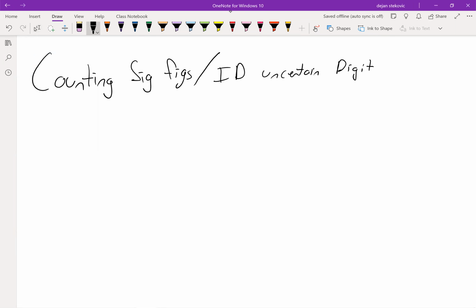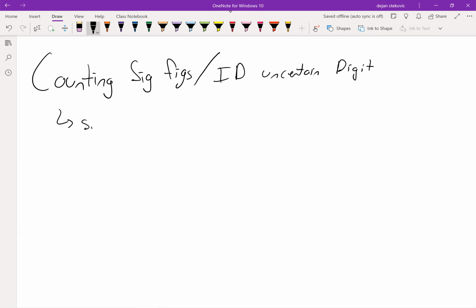All right, next up, we're going to learn how to count significant figures and identify uncertain digits in measurements. When we take measurements, we often use them in conjunction with other measurements. We multiply them, we add them, depending on what science we do. And in order to do the math, we sometimes need to know how many sig figs a number has or where the uncertain digit is.